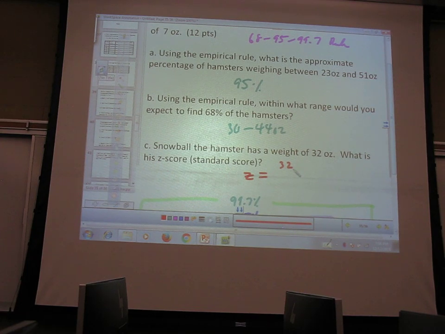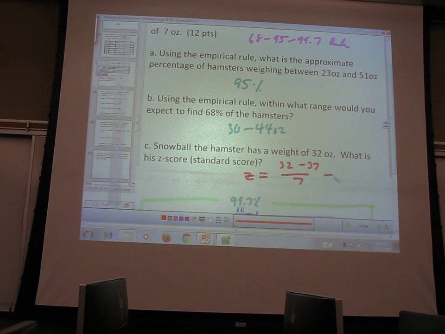It would be 5 divided by 7. Is Snowball above or below the mean? Below. He's a little tiny baby hamster. He's small. So his z-score should be negative. Negative 0.714.